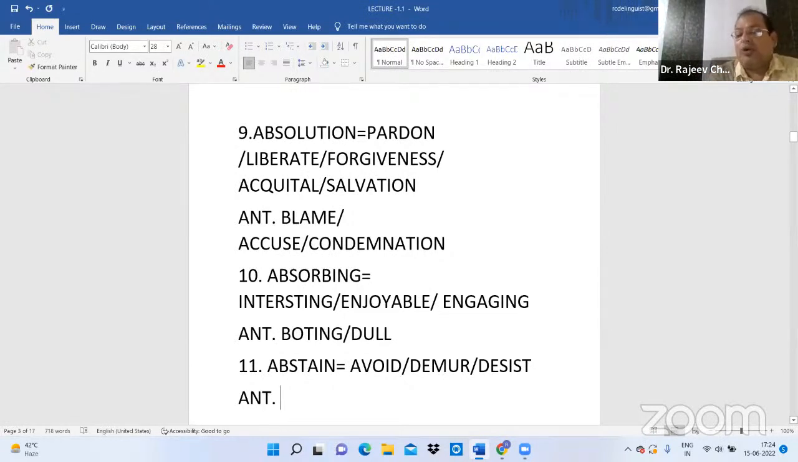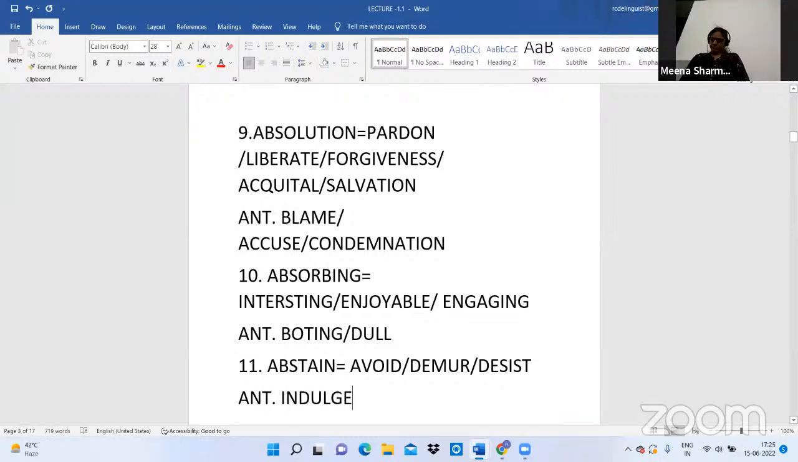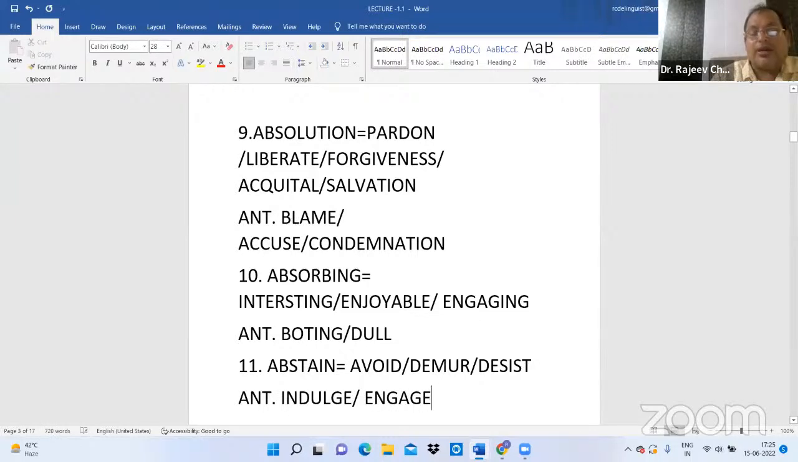Abstain from something that can spoil your career. So like that, this abstain word can be used. And if you don't abstain, then you happen to indulge in it. Indulge. Framing up sentences will matter. It will bring about confidence. So, I have written abstain, and next is indulge, engage, or get headlong into it.